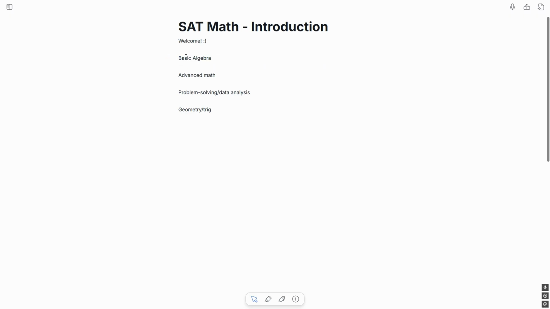Out of all of these, I'd say basic algebra covers the majority of questions that are considered level 1 to 2 difficulty, and then advanced math is usually more 2 or 3. Geometry, I'd say, is usually 2 or 3, and then problem solving is kind of wherever, because that's probably the biggest subject here in terms of how many topics there are.